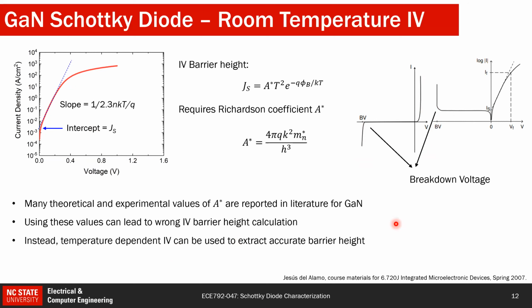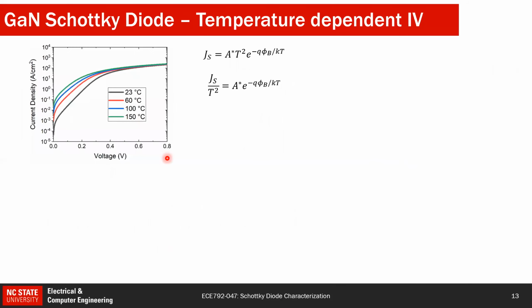So as I said, instead of using a room temperature IV measurement to get the barrier height, it's better to use a temperature dependent one. For that, I did a temperature dependent measurement on the same Schottky diode that I showed before. When I increase the temperature, the current will go up. And based on this equation, if I take T squared down, I can have JS for each case, and I can take it from this line, and then I can have all the values.